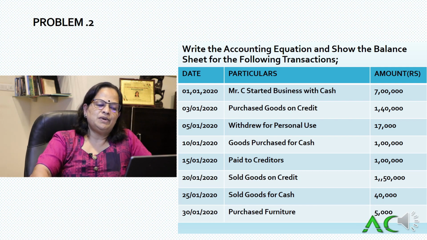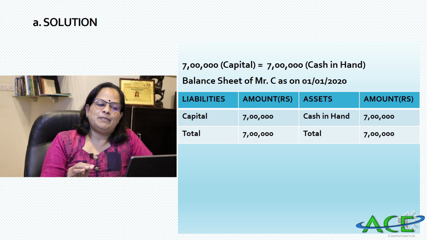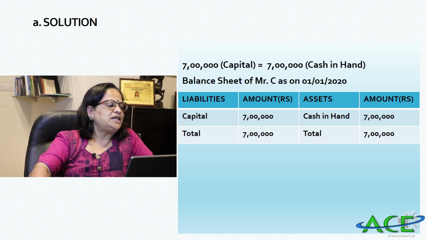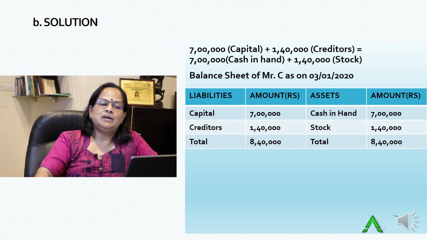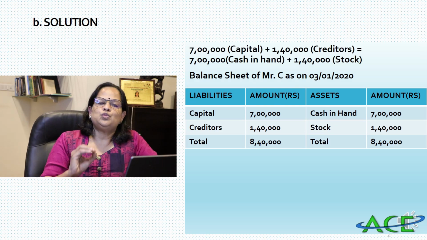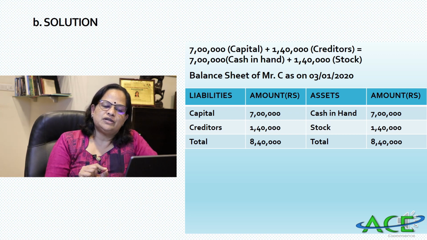So here you have to remember the first transaction is very simple. Started business with capital. So capital 7 lakhs, cash in hand 7 lakhs. It's very simple. That is the starting. Now the second transaction is purchase goods on credit. Purchase goods on credit worth rupees 1,40,000. So here you have to remember that a new item will come in the liability side, that is 1,40,000. So asset side, what change will it bring?